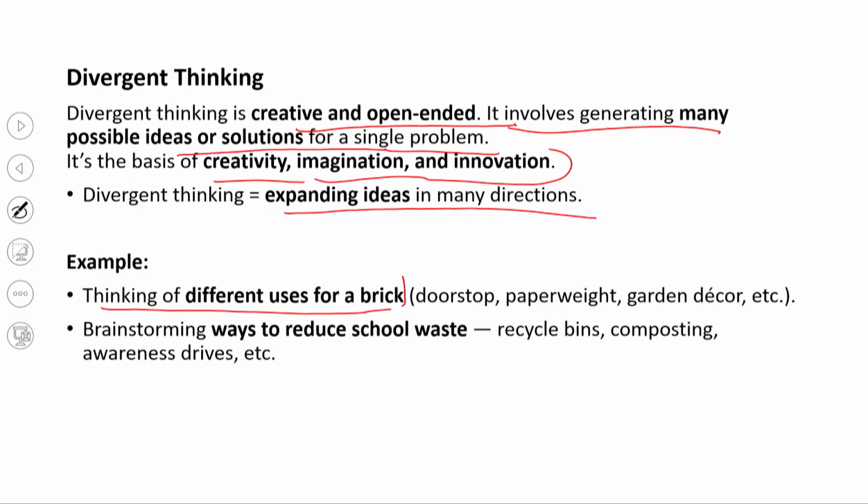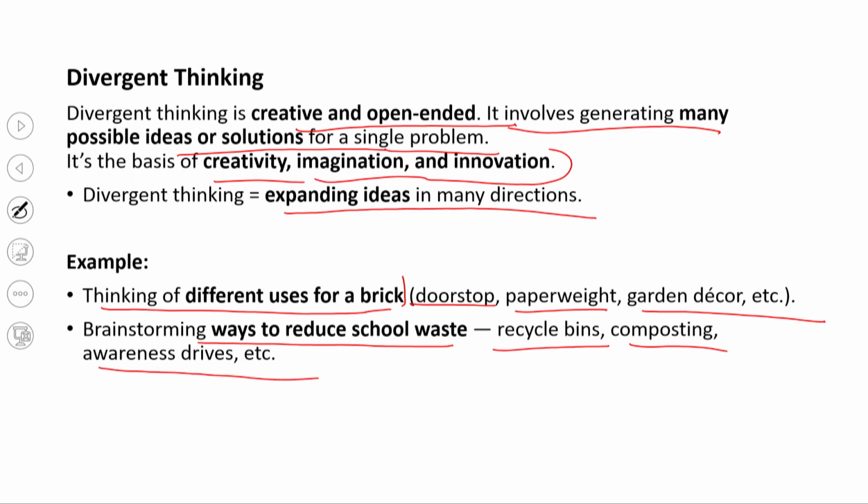But when you use the same concept in a divergent way, you can say a brick can be used for a doorstop, paperweight, garden decor, etc. These are not traditional answers, but they can also be uses of a brick. So the person is thinking in a divergent way, finding multiple solutions. That is an example of divergent thinking. Another example is brainstorming ways to reduce school waste. How can we reduce school waste? Recycling bins, what are the ways?